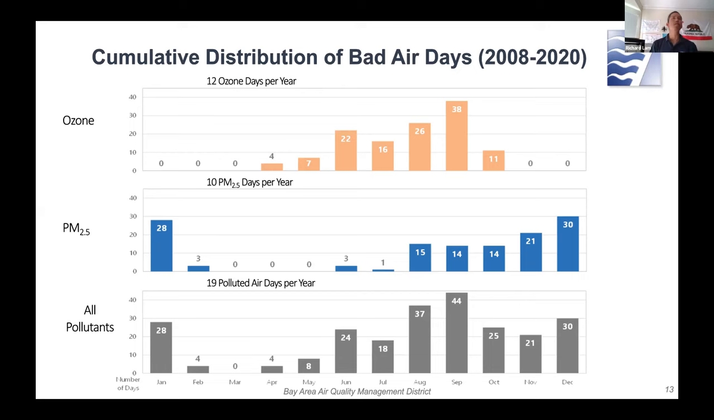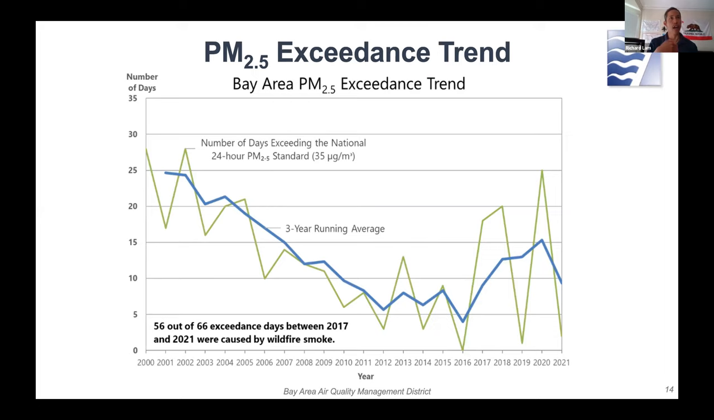So this graph is just trying to tell you the air quality in the Bay Area has made some big improvement. The horizontal axis shows you the year from 2000 to 2021. The green line shows you how many bad air days there are for PM2.5. And you can see the blue line is the 3-year running average. So the main story is just showing you the air quality has been improving from 2000 all the way to 2016, as we people are doing better in terms of getting the air quality better.